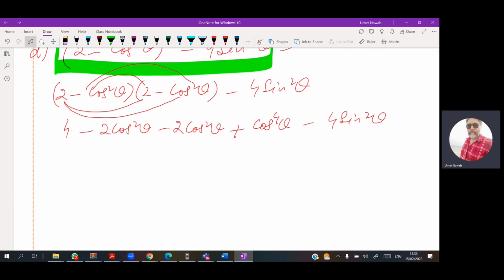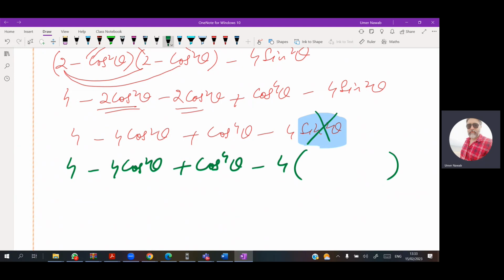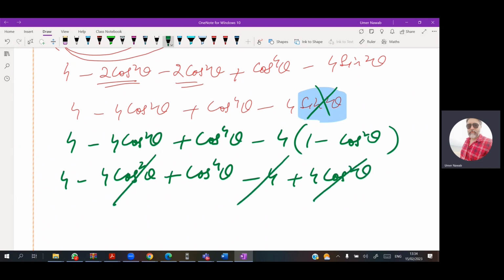Now let's see what answer comes to us. This is 4 minus 4 cosine squared theta plus cosine 4 theta minus 4 sine squared theta. I want to get the answer in terms of cosine. So that's why we need to use the Pythagorean identity. So 4 as it is, minus 4 cosine squared theta as it is, cosine power 4 theta as it is, minus 4 as it is. But instead of sine squared, I'll write 1 minus cosine squared theta. So 4 minus 4 cosine squared theta plus cosine 4 theta, open the brackets, minus 4, and minus 4 times this one is plus 4 cosine squared theta. Can I cancel this with this and minus 4 with 4?